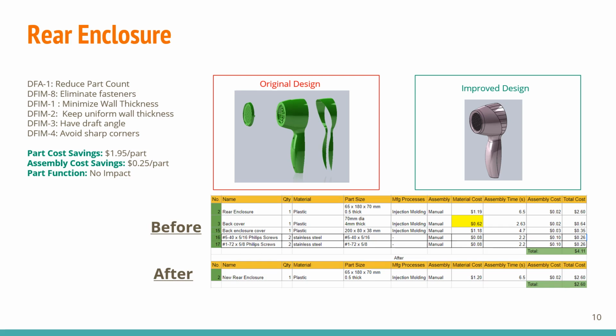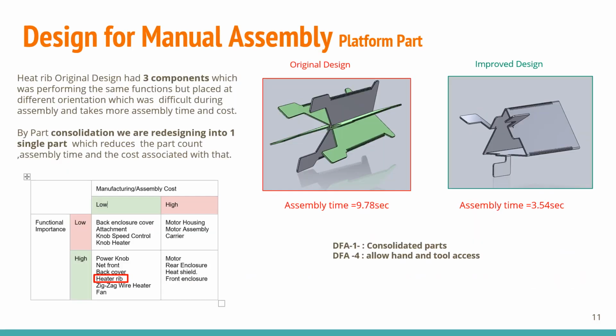There are 4 other design change recommendations we found on DfM Pro, which are minimize wall thickness, keep uniform wall thickness, have draft angle, and avoid sharp corners. As indicated in the table, we reduce the part cost from $4.11 to $2.60. We successfully saved $1.95 per part for part cost and 25 cents per part for assembly cost.